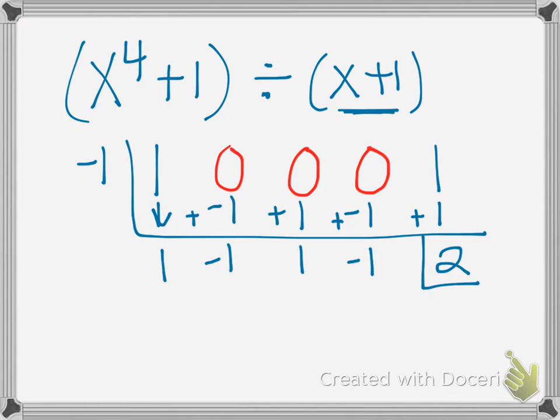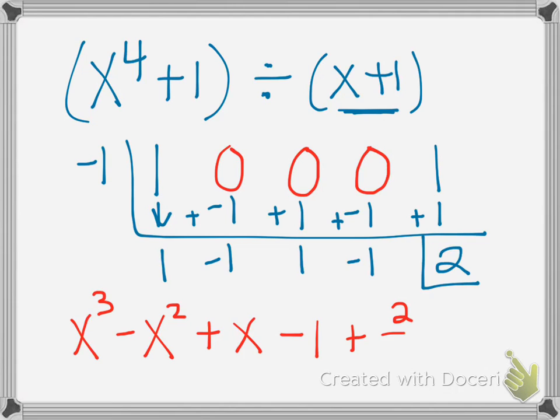Since I had a quartic and I'm dividing by a linear, my solution is going to be a cubic. So this means that I'm going to have x to the third minus x squared plus x minus 1 plus 2 over my divisor, x plus 1.